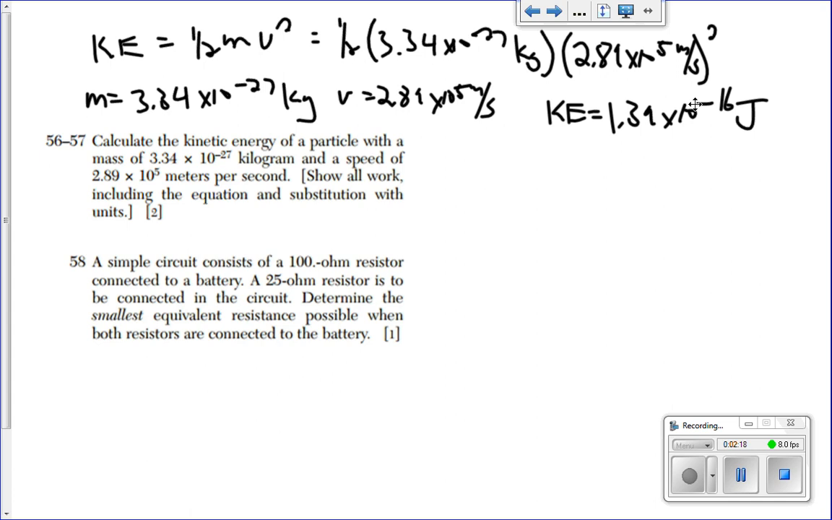All right, let's see if we got everything. Show all work, including the equation. Equation we got right here, substitution with units, unit, unit, unit. Good to go.